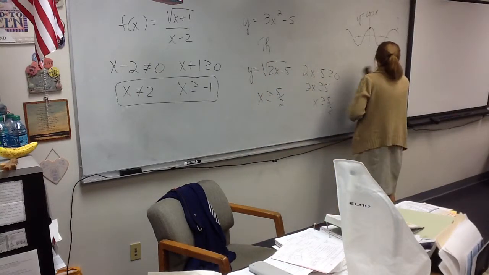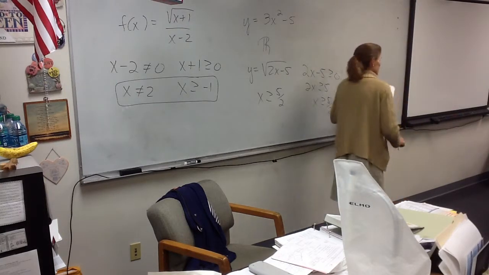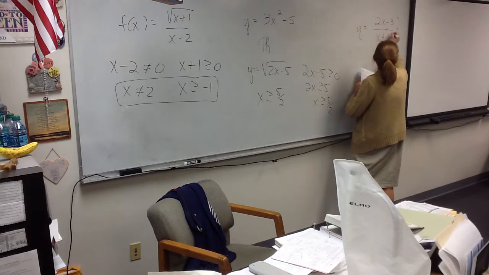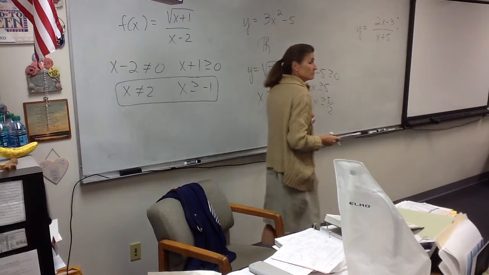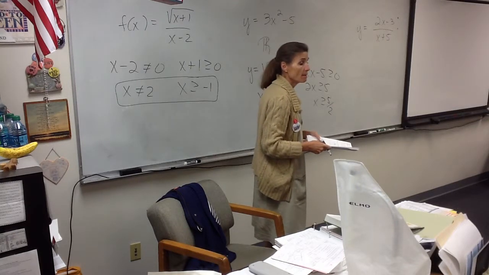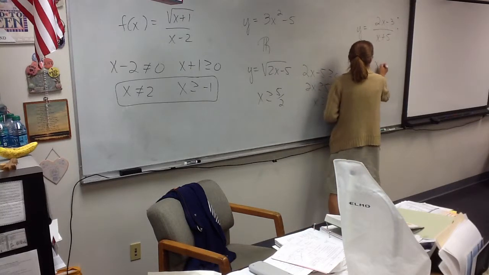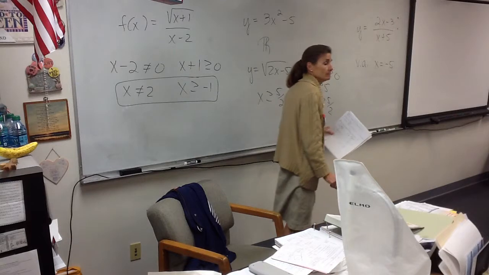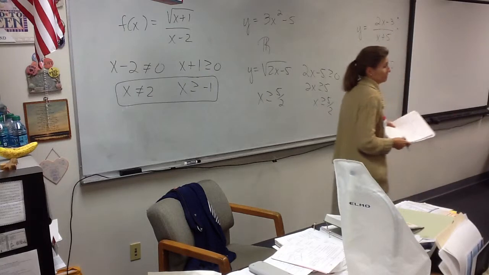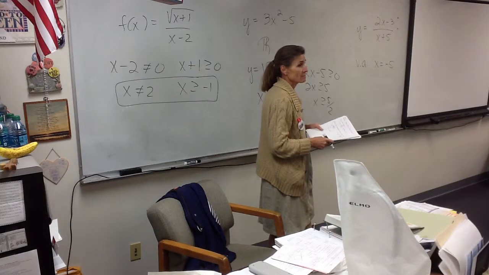Number 2. Find the horizontal, vertical asymptotes and holes. What can't equal 0? The denominator. The denominator can't equal 0, which means I'm going to have a vertical asymptote at x equals -5. Remember, domain and vertical asymptotes go together. Whatever makes your denominator 0 is a vertical asymptote.